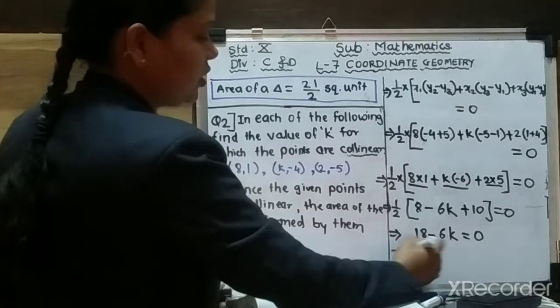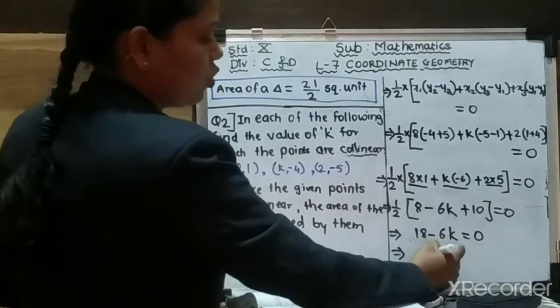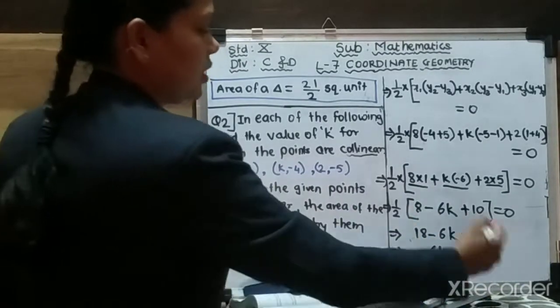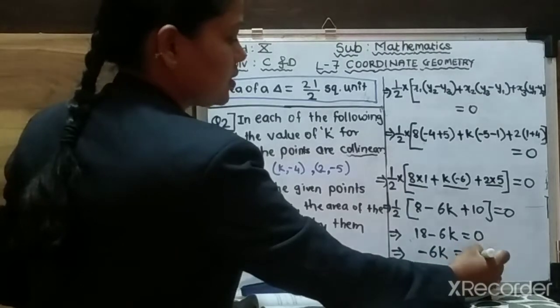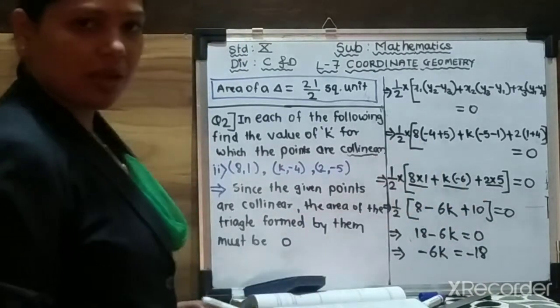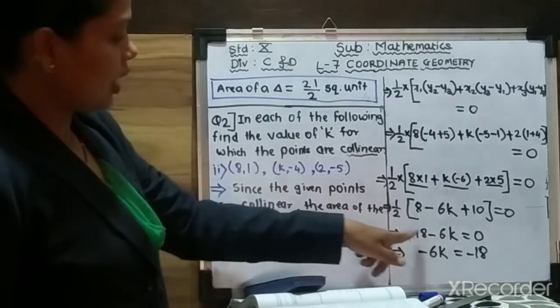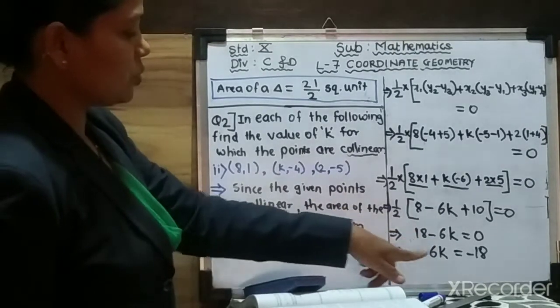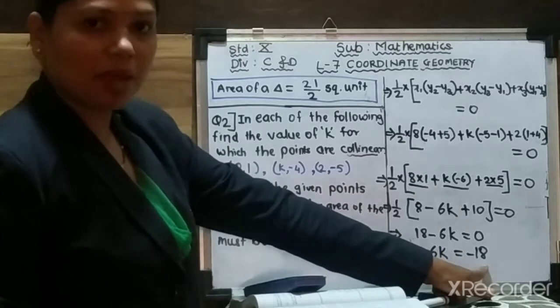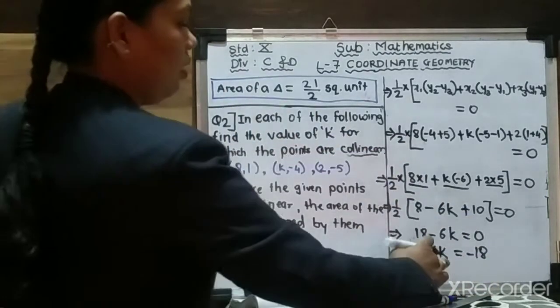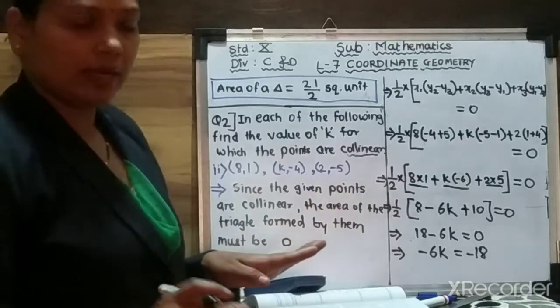Now we will shift 18 towards this side. So minus 6k will remain as it is, equals to minus 18 plus 18, it becomes minus 18. Consider the front sign, not this one. 18 having plus sign. So when I have transposed to the right side, it becomes minus 18. Understood? Now the minus minus sign automatically gets cancelled.